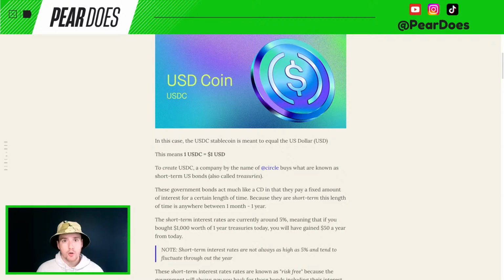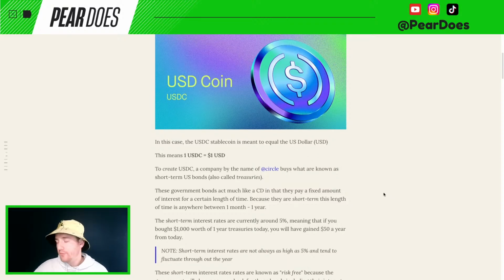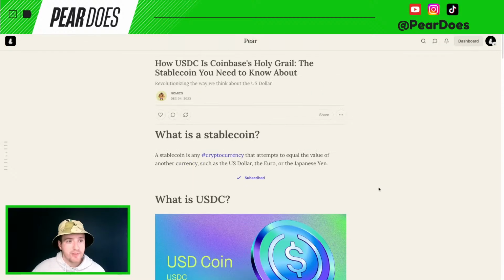Because they are short term, right? So USDC is backed by these short-term assets. Circle is buying these short-term assets because their duration, the time that you must hold them before they come to fruition, is between a month and a year. Nothing more, nothing less. When this was written, I think it's a little bit lower now, it's probably around 4.5, maybe 5.